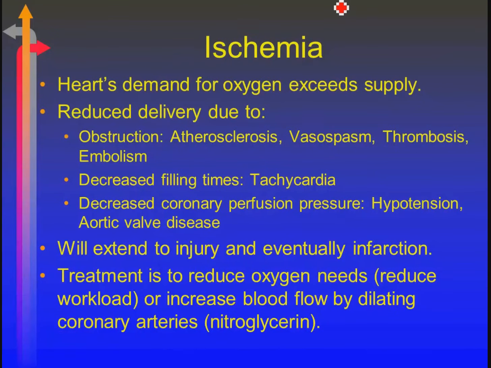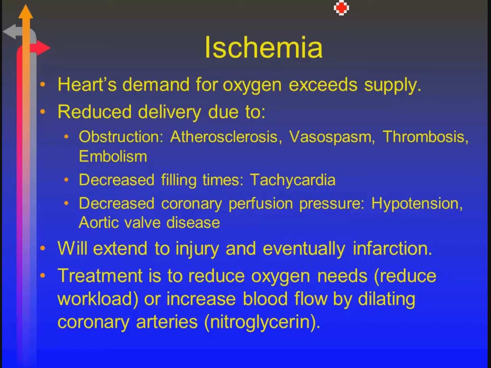Okay, let's talk about ischemia. Ischemia, again, is where demand exceeds supply. Usually it's due to an atherosclerotic plaque breaking off, but as I mentioned, it can also be a vasospasm. In the process, you can also be reducing delivery simply because I've got a tachycardia that's so rapid that I don't have adequate filling time. And we could also have an overall reduction in coronary perfusion pressure, secondary to the patient being hypotensive.